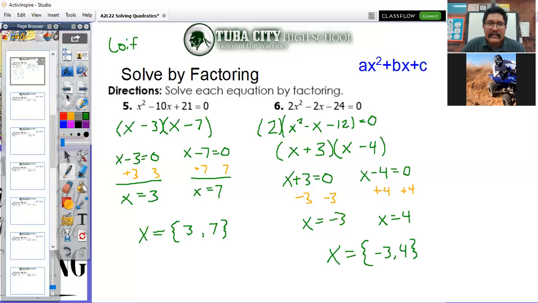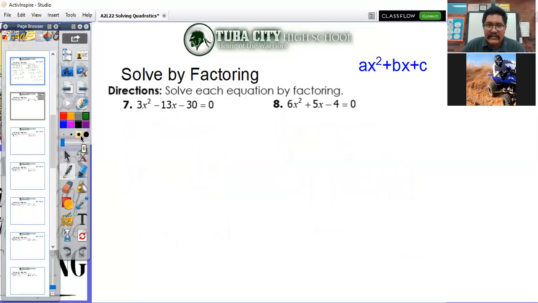And this is not the only method. There's another method called completing the square where you don't set the other side to 0. But that will be another lesson for another day.